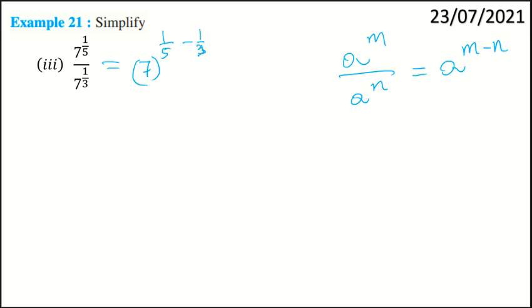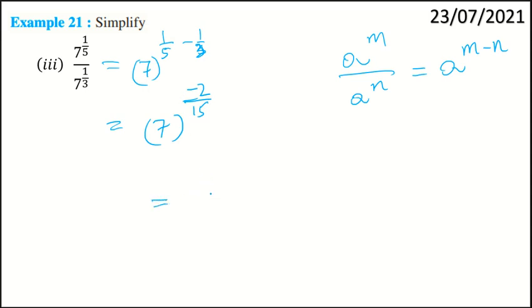So, 1 by 5 minus 1 by 3, where 7 to the power, you know how to simplify 1 by 5 minus 1 by 3 with the help of LCM, it becomes 15 to the base and raised to minus 2. So, 7 to the power minus 2 by 15 is the simplified value. It cannot be further simplified as such.